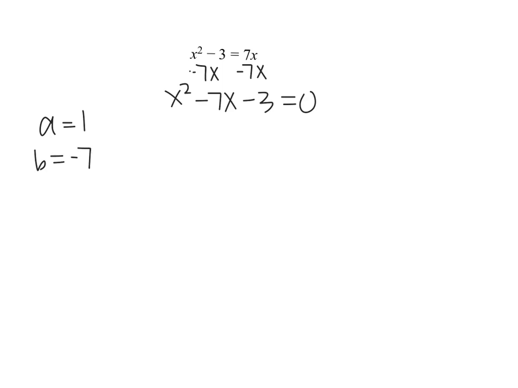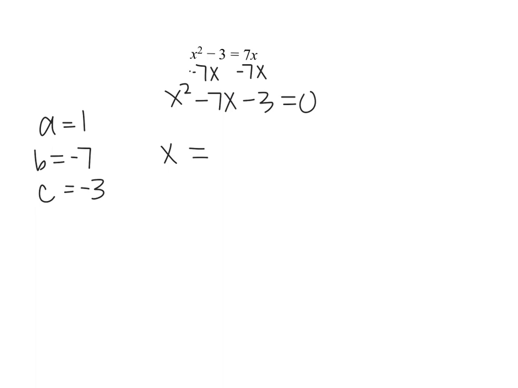Last example, we have x squared minus 3 equals 7x. And this quadratic is not in the correct form. So our first step is going to move the 7x. So we have x squared minus 7x minus 3 equals 0. Now we can identify a, b, and c. So a is 1, b is -7, and c is -3.